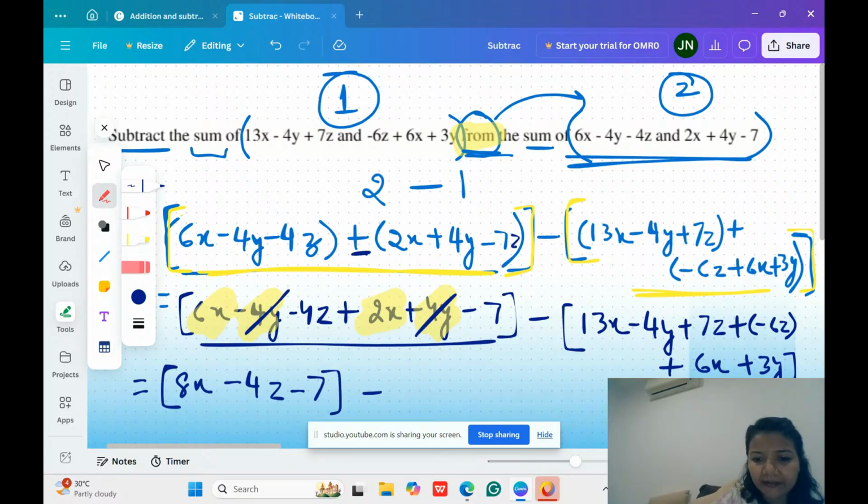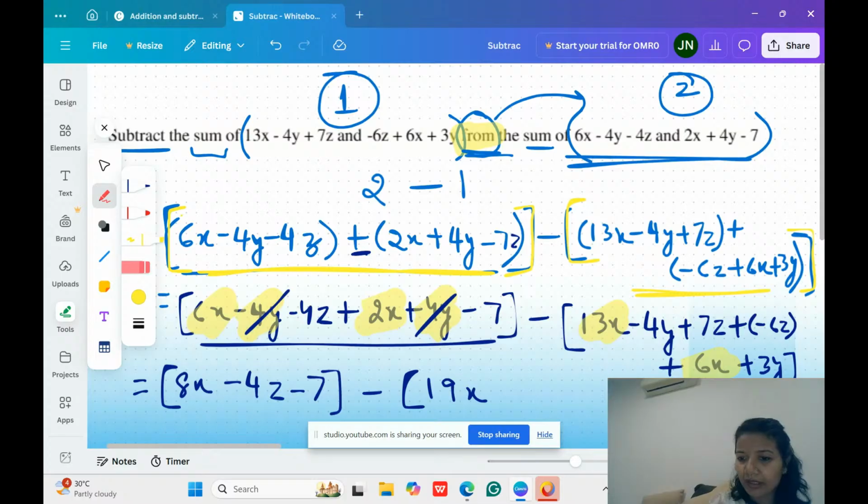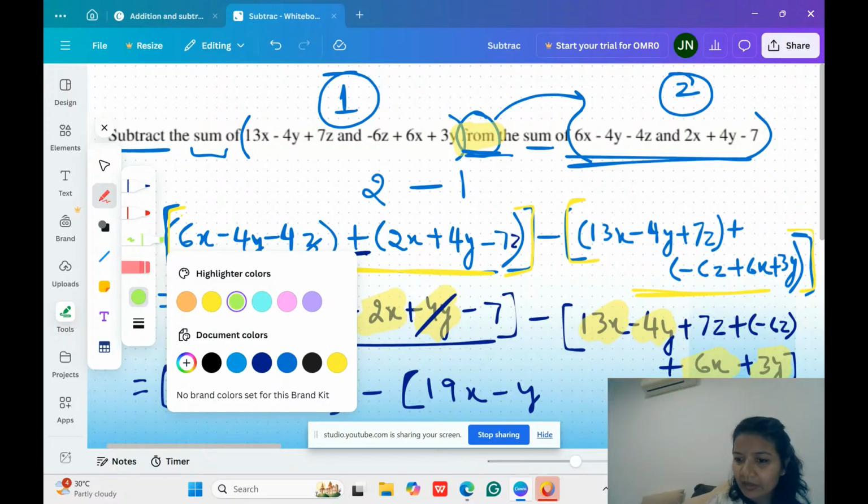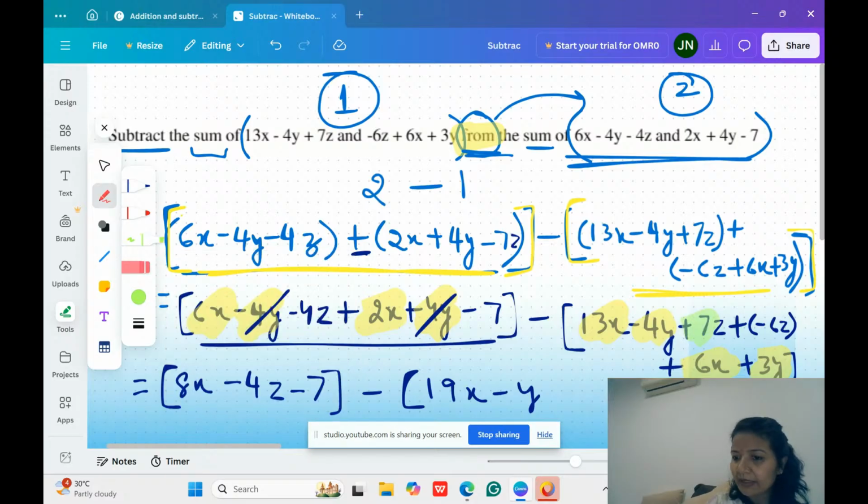Now minus. Here a lot is happening, we have to look at that too, but the same thing: 13x and plus 6x will give you how much? 19x. Now let's have a look at y. Negative 4y and positive 3y. It will be negative y, and the last is z. Now look carefully here: this is plus 7 and this is plus into minus, which becomes minus 6. So it will be plus z.